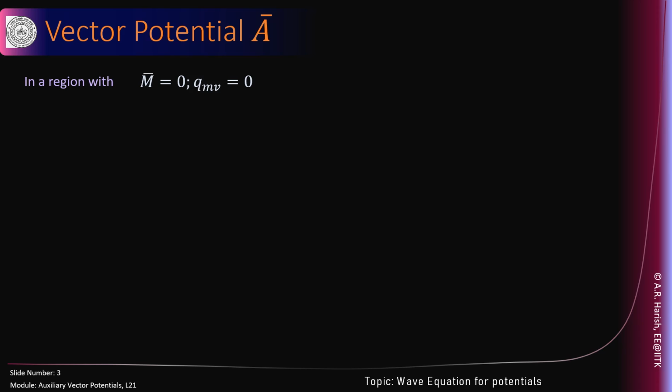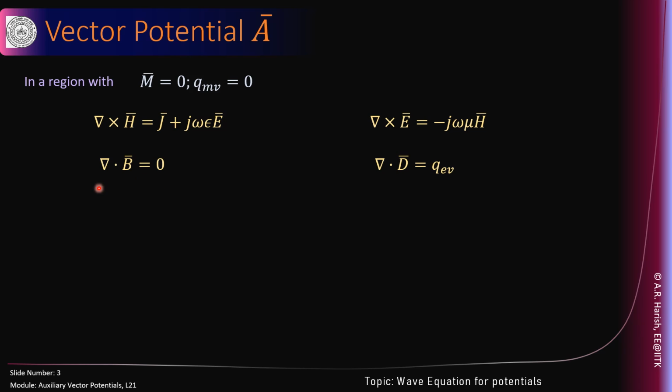So let's talk about what's known as vector potential. Consider a region where M is 0 and q_mv is 0. That means there are no magnetic sources. Then Maxwell's equations will reduce to this form here. We got rid of M from here and we got rid of q_mv from here. Now we know an identity: divergence of curl is always 0. Since we know that del dot B is 0, we can represent B as curl of some other vector. And we call that vector the vector potential A, or magnetic vector potential A.